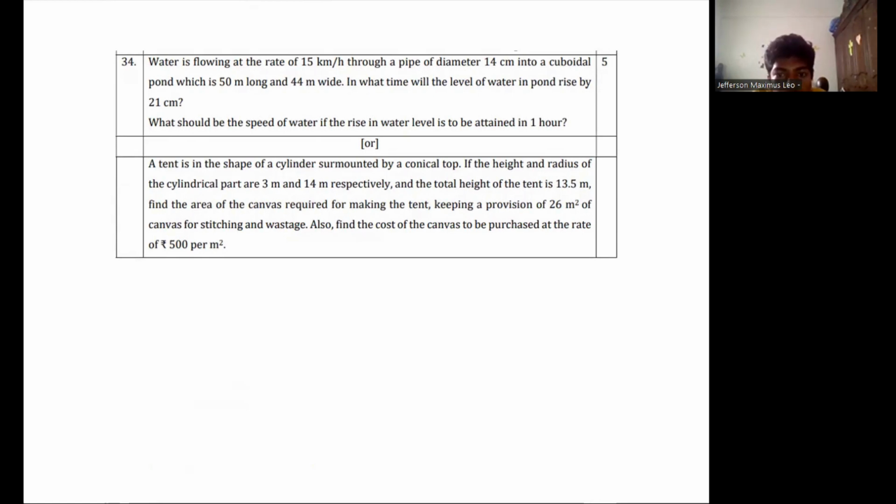It's a 5-mark question. So how to solve this question? Water is flowing. In the board exam, we get water flow questions. Water is flowing at the rate of 15 kilometers per hour through a pipe. The pipe is indirectly a cylinder, understand that. It is a cylinder, and the diameter is given.